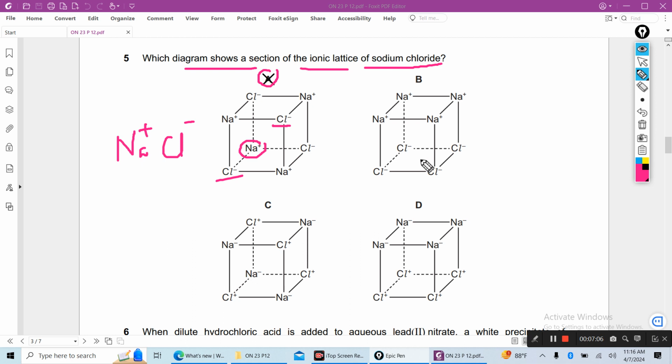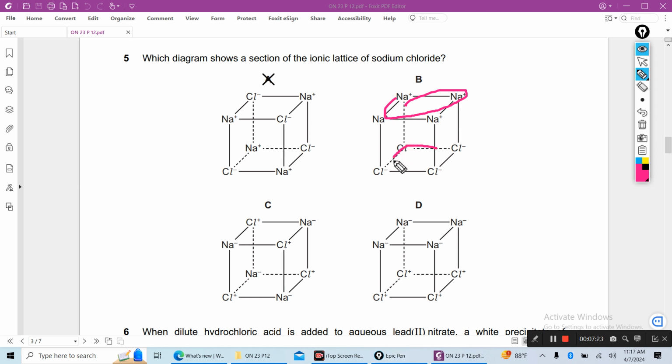So B is wrong. Why? Because here all are sodium ions. In sodium chloride, sodium ion is surrounded by chloride ion and chloride ion is surrounded by sodium ion. But here all are sodium ions, here all are chloride ions, so this is wrong. Then why is this wrong? Chloride ion is plus, this is wrong. This also has chloride ion as plus and sodium as minus, so the answer is A.